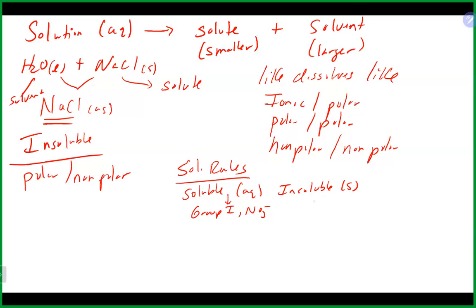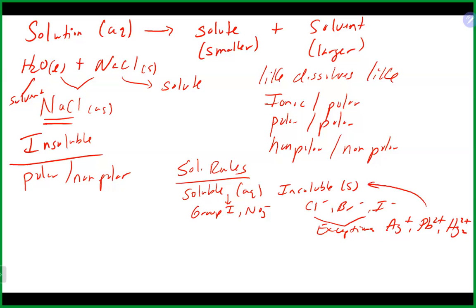For example, things like chloride, bromide, and iodide are soluble in everything, but there are a few exceptions, which are silver, lead, and mercury 1, actually. What that means is if you have chloride, bromide, or iodide, and they're not with one of those three, then it would be soluble. But if it is with one of those three, then it will become insoluble, and you would expect a solid to form, like silver chloride.